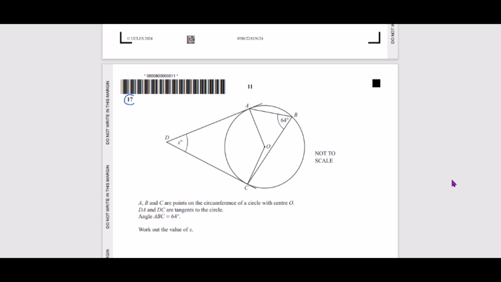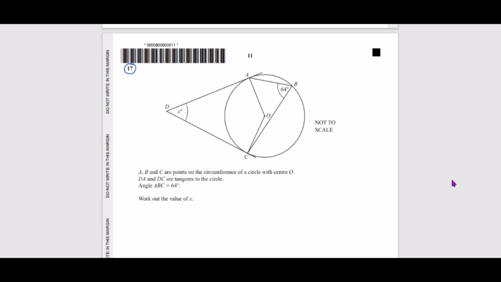Question number 17. A, B, C are points on the circumference of a circle with center O. DA and DC are tangents to the circle. Angle ABC is equal to 64, this angle. Find the value of x.